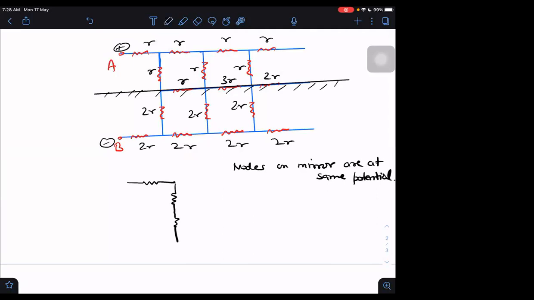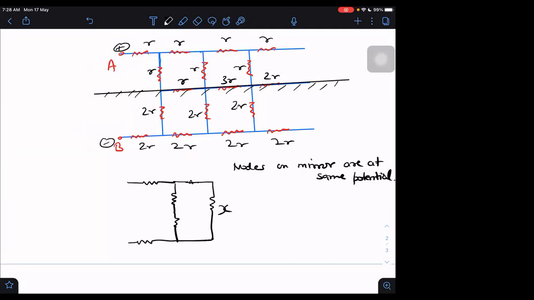I have told you, either the object node or image node will be at the same potential. But here object and image nodes are at different potentials. One is high, one is low. Then definitely the nodes which are on the mirror are at the same potential. If we keep this idea in mind, then next. The answer is 3 into root 5 minus 1 by 2.